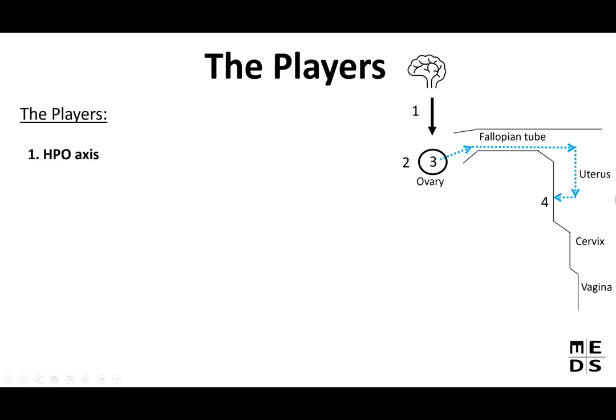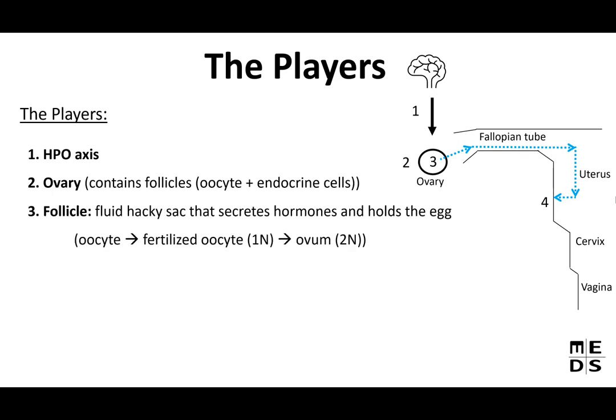So to the players. Number one is going to be the HPO axis. Like I said, the hypothalamus is going to go to the anterior pituitary, and it's going to send FSH and LH down to the ovary. So here's the ovary, which is number two. It's going to contain follicles. And a follicle essentially is a fluid hacky sac that secretes hormones and actually holds the egg. It's going to be in the cortex, or the outer part of the ovary, and it's going to have thousands to millions of these things.